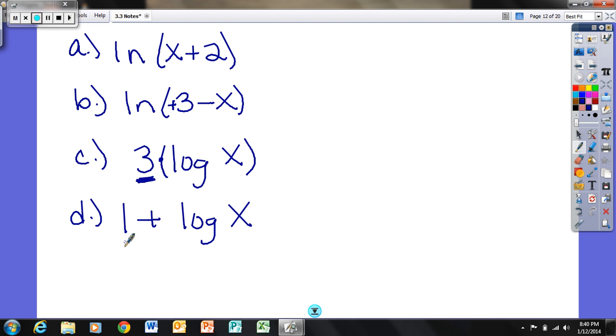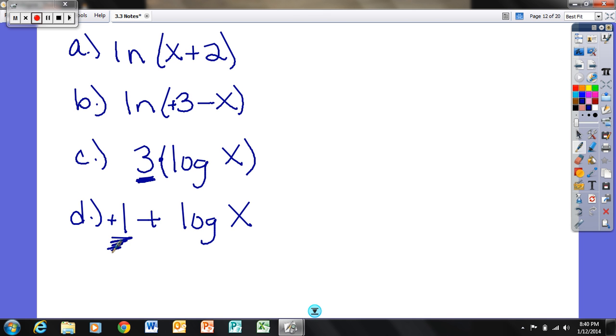And then finally, in our last example, letter D, we didn't do anything to the normal function. All we're doing is adding 1 to it. So that means it's going to be a vertical shift up 1 unit.